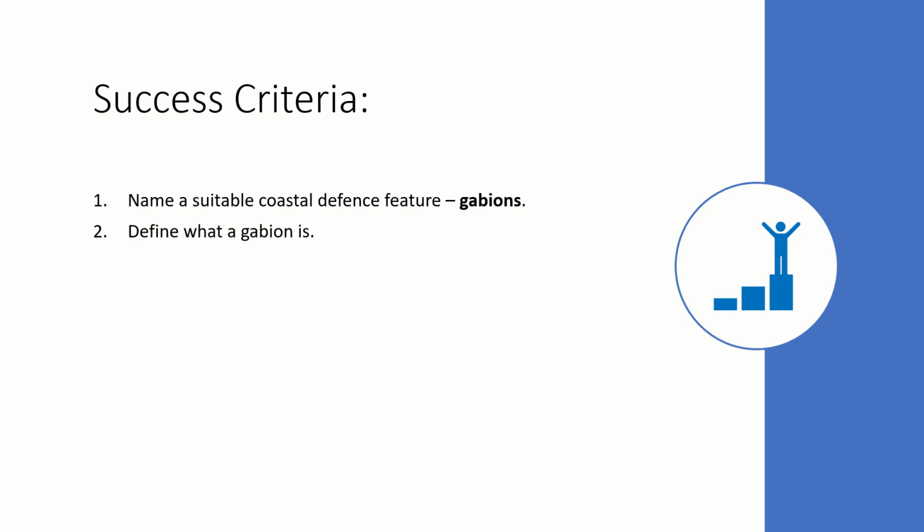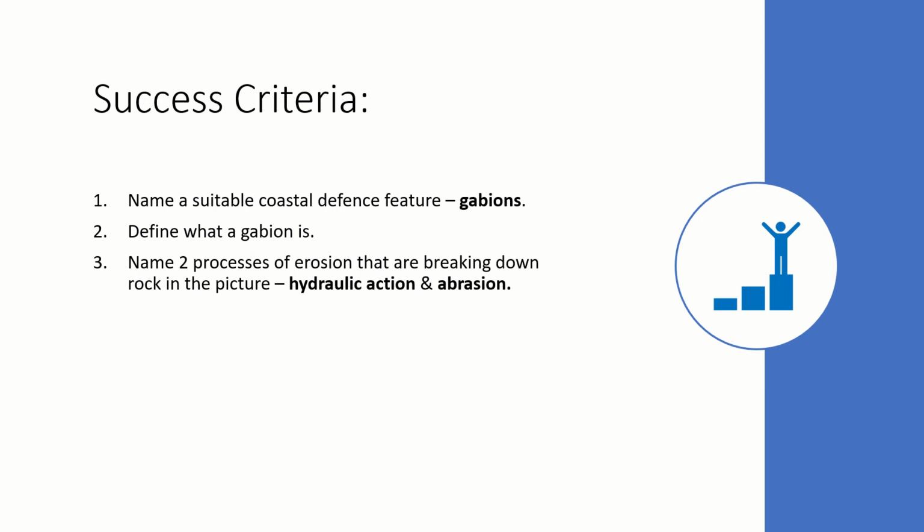Okay, what you guys are going to do now is answer the exact same question using the success criteria that I'm going to give to you now. So the first thing you have to do is name a suitable coastal defense feature. Our suitable defense feature is gabions. Then you have to define what a gabion is. Third thing you have to do is name 2 processes of erosion that are breaking down rock in the picture.